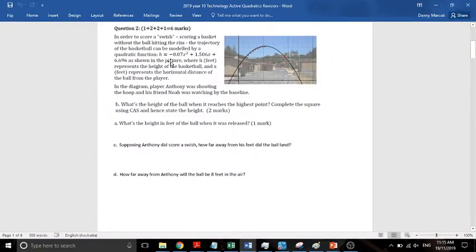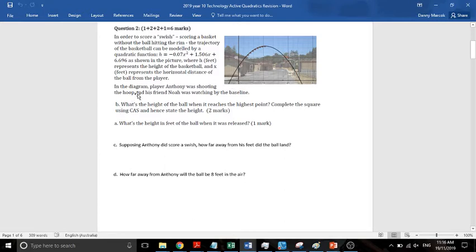Now for the next question, we're having a look at people doing basketball. This dude, Anthony or Noah, I don't know. Anthony was shooting into the basket, and his friend Noah was watching this happen. Might have recorded or something. It tells us that the ball travels with a path that can be modeled with this here, where H represents feet and x represents horizontal distance.